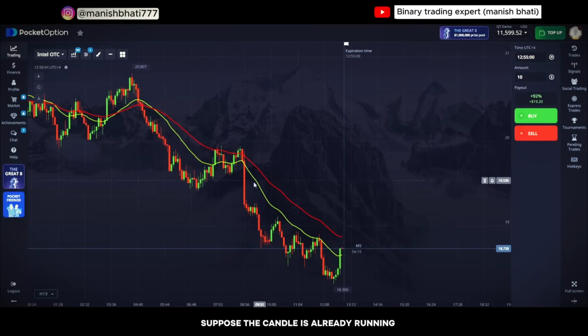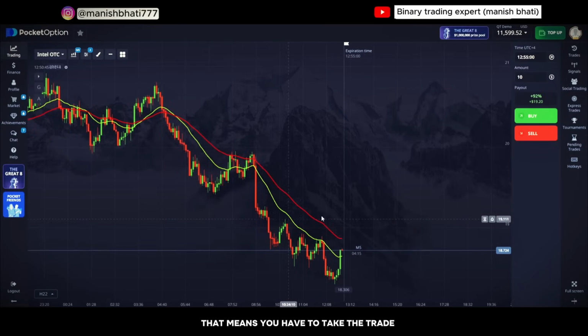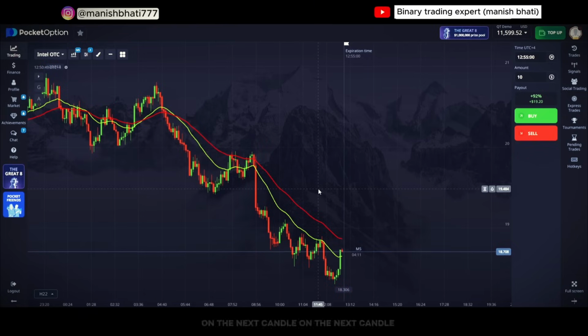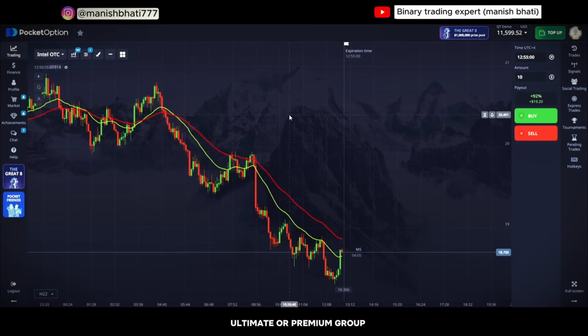Suppose the candle is already running and when you open the chart, only 10 seconds or 5 seconds are left. That means you have to take the trade on the next candle. On the next candle, you can take a trade at the open price. The timing is the same for all signals. Whether it's VIP, free group, ultimate or premium group, the timing is the same for all.